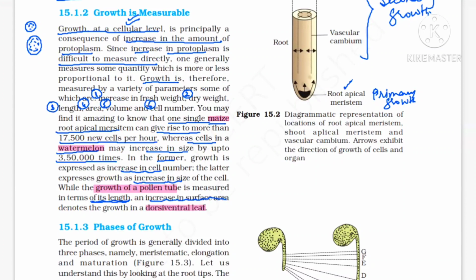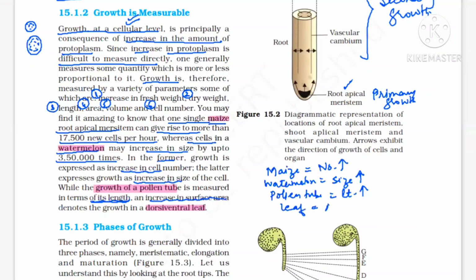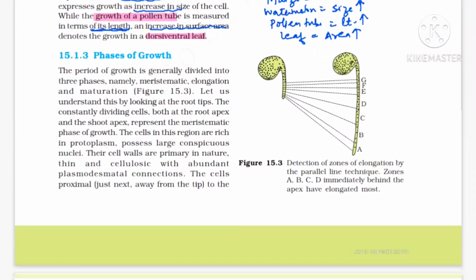So four examples are there. For maize, it is an increase in number. For watermelon, size is increasing. For pollen tube, length is increasing. And for leaf, area is increasing. So these are the different parameter examples they have given. Is it clear? Now let us see the phases of growth.